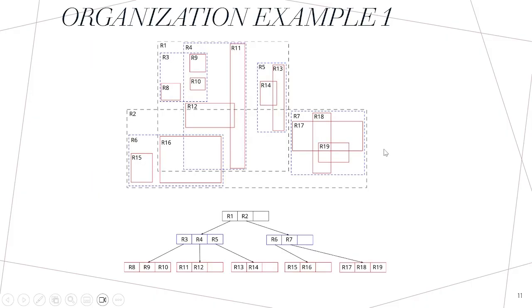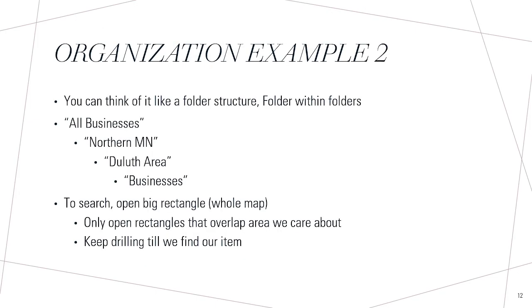So here's an organization example. As you can see, we have the R1 box right here. I'll try and hover my cursor around it to let you guys see it. R1 has the following boxes: R3, R4, and R5. As you can see, R3 is inside the R1 box, R4 is inside the R1 box, as well as R5. And these each have their own items inside that. So that's what I mean with the R tree and having a box within a box.